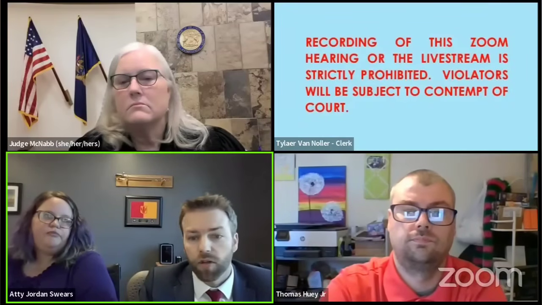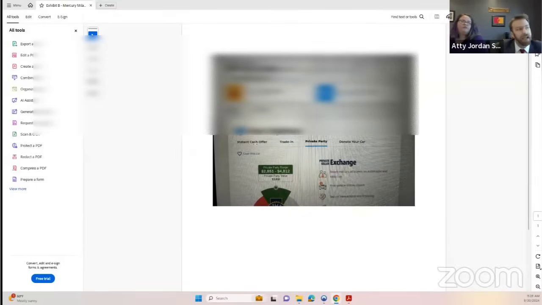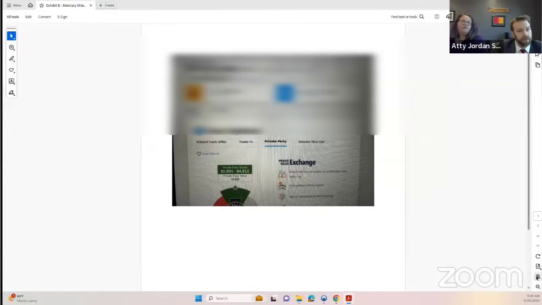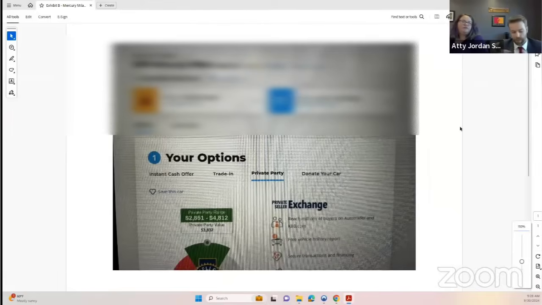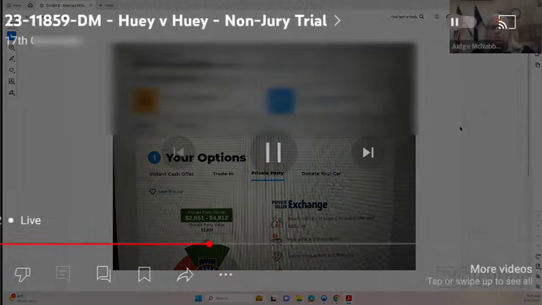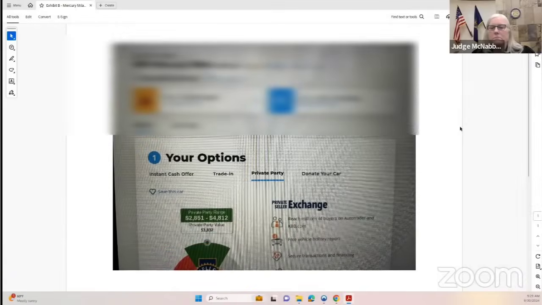All right, I'm going to show you what has been submitted as proposed Exhibit B, as in Bravo. And I'll zoom in. Do you recognize this? Yes, I do. And can you tell the court what it is? It's the Kelley Blue Book for the Mercury Milan. And does it appear to be in the same condition as the last time you saw this screenshot? Yes. Your Honor, I move for admission of Exhibit B. Any objection, Mr. Huey? No, ma'am. All right, it's admitted.